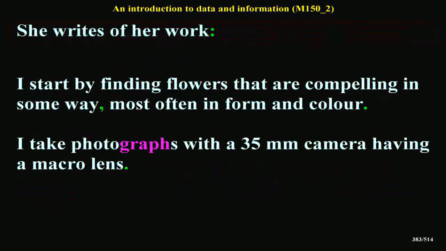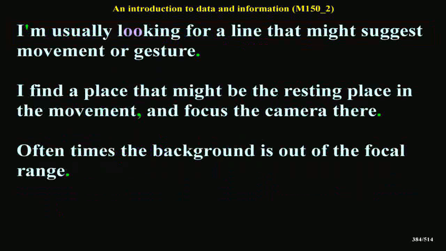I start by finding flowers that are compelling in some way, most often in form and color. I take photographs with a 35mm camera having a macro lens. I'm usually looking for a line that might suggest movement or gesture. I find a place that might be the resting place in the movement, and focus the camera there. Oftentimes the background is out of the focal range.